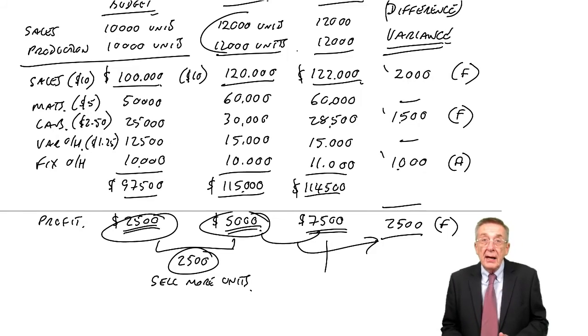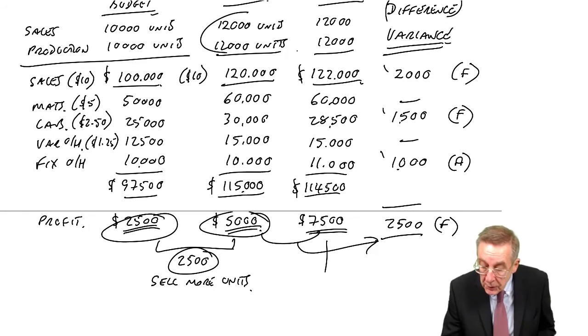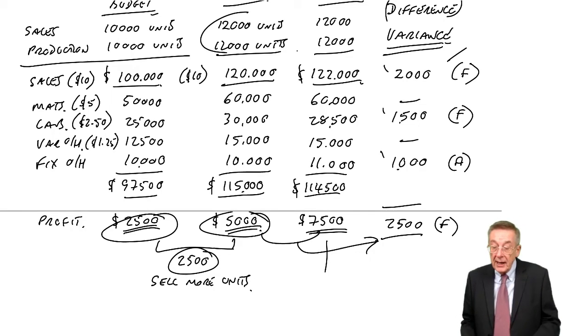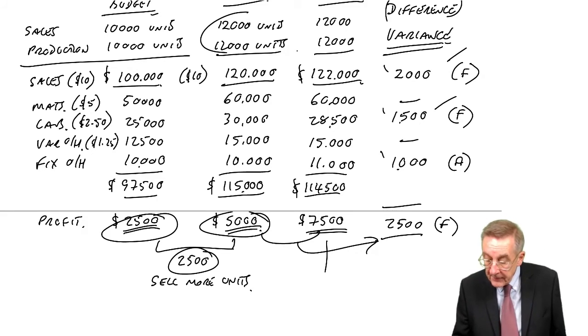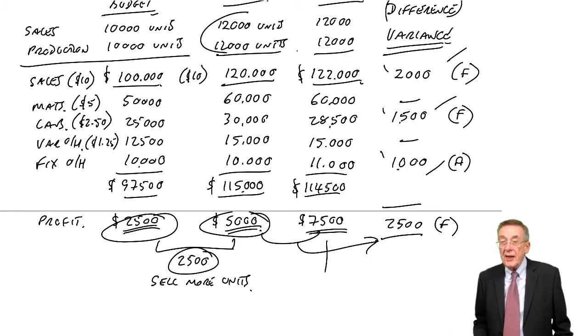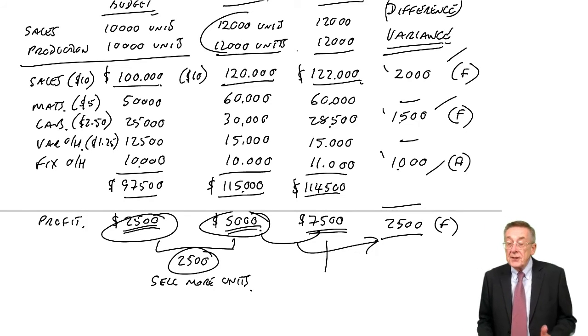Again, an extra 2.5 because we sold more. An extra 2,000 because we had a higher price. An extra 1,500 because the materials manager saved us a bit of money. And lose 1,000 because whoever's in charge of fixed overheads for some reason has overspent.